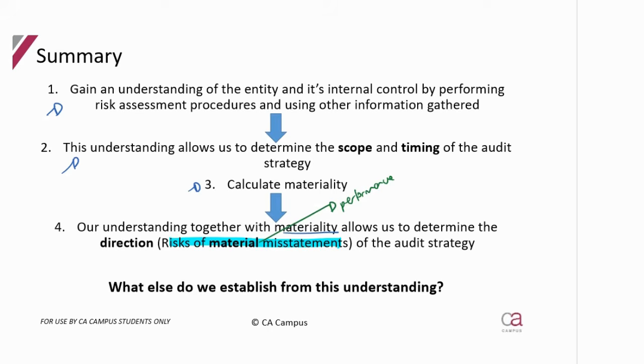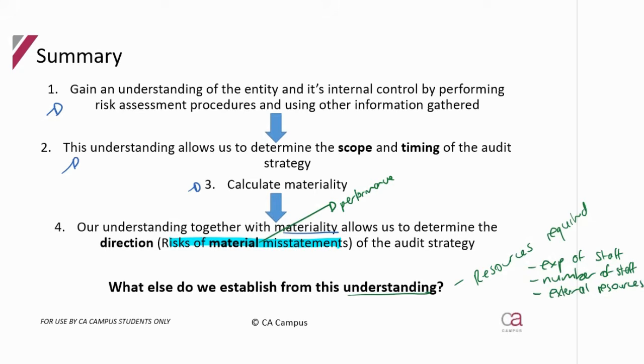What else do we establish from this understanding? From understanding the entity, internal control, and the risks, we establish the resources that are required for the audit: the experience needed, the number of staff needed, whether we need external resources like experts or CATs.